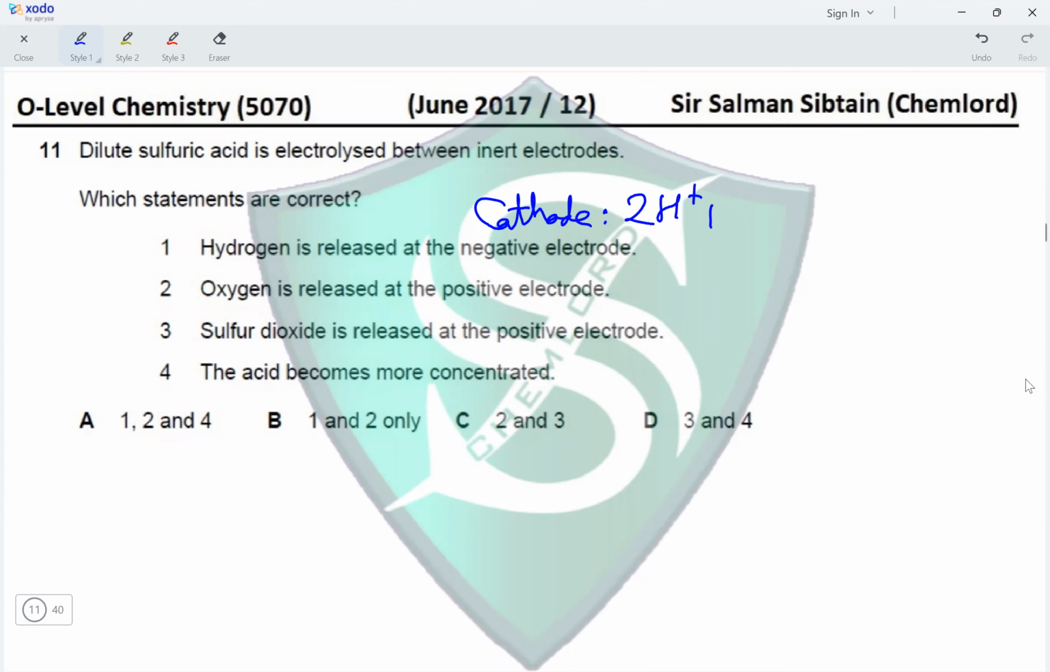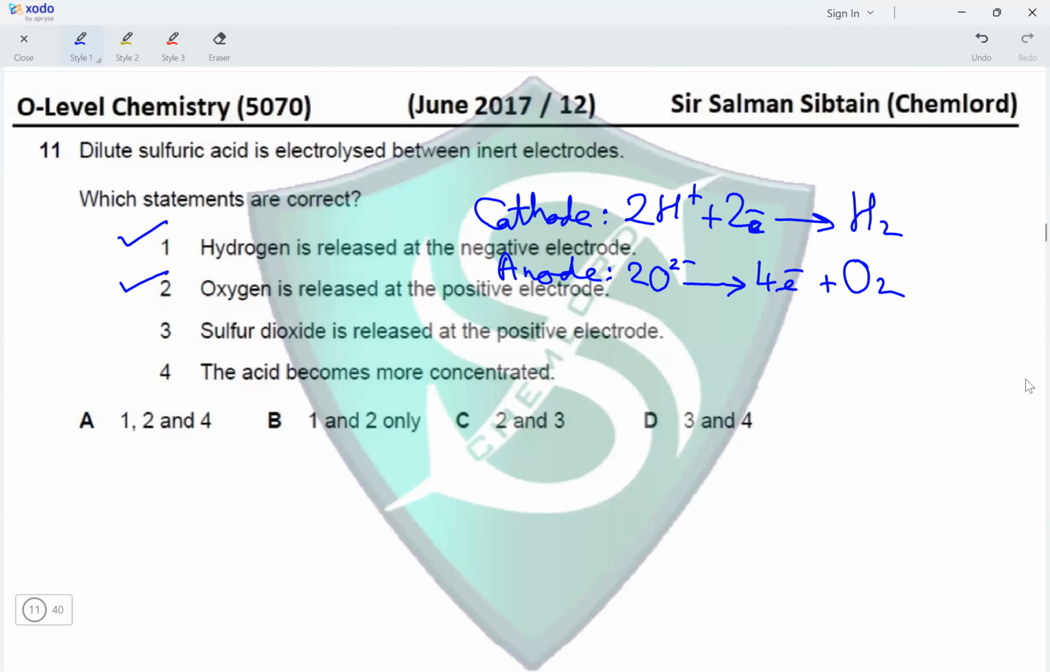H positive ions accepting 2 moles of electrons, producing 1 mole of hydrogen gas. So this statement is correct. The second statement, oxygen is released at the positive electrode. Positive electrode is the anode, where 2 moles of oxide ions release 4 moles of electrons, producing 1 mole of oxygen gas. So this statement is also correct.